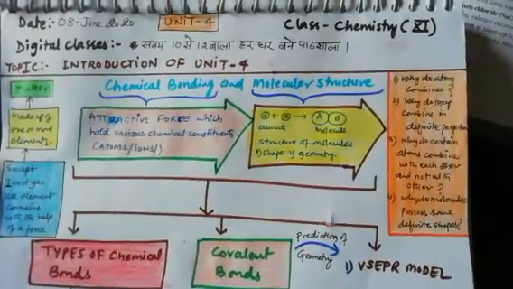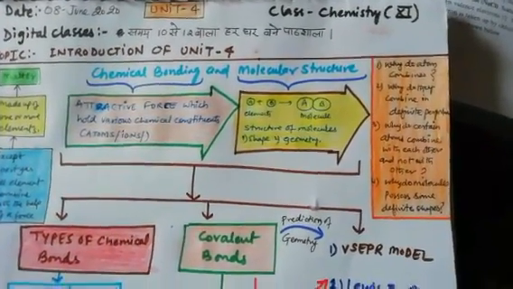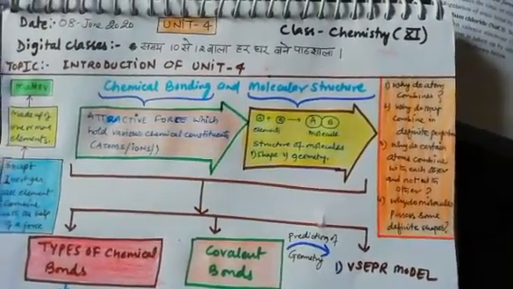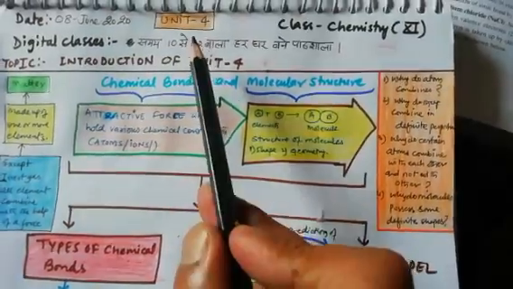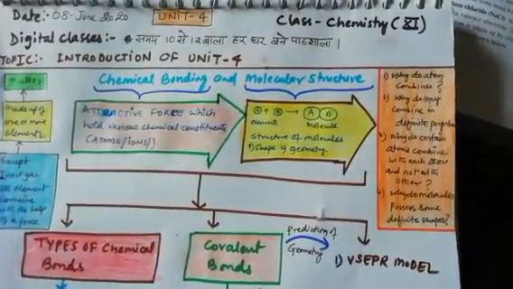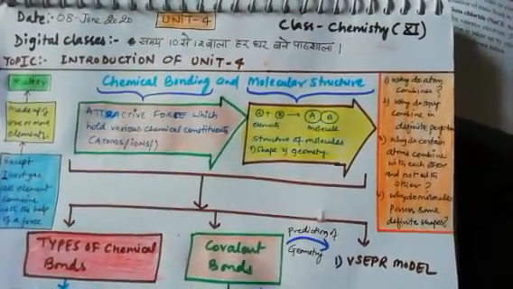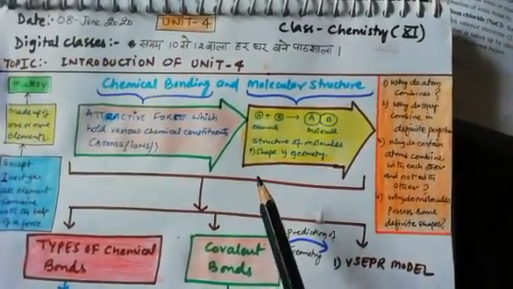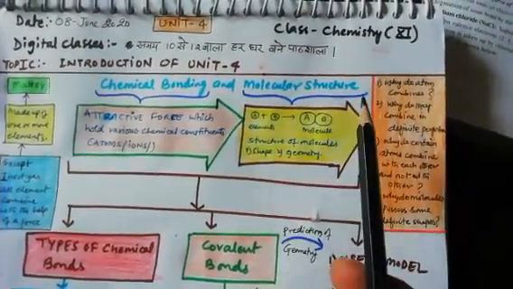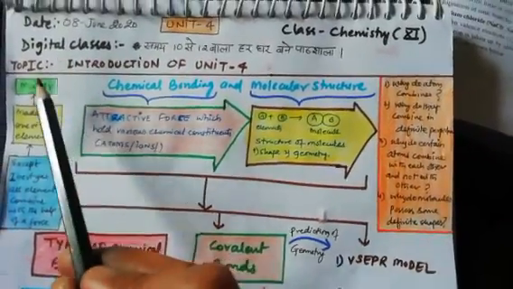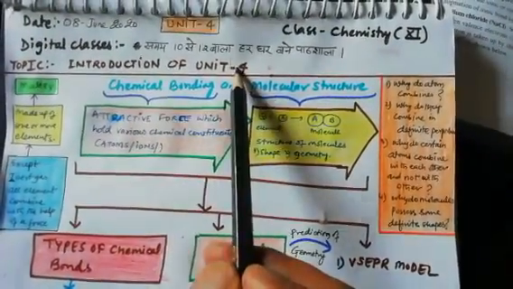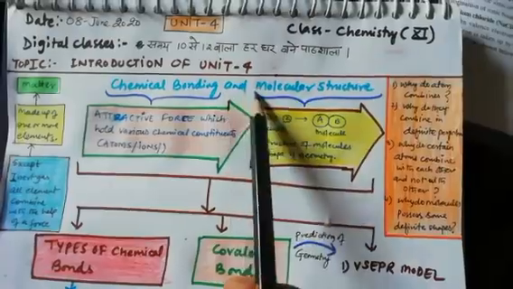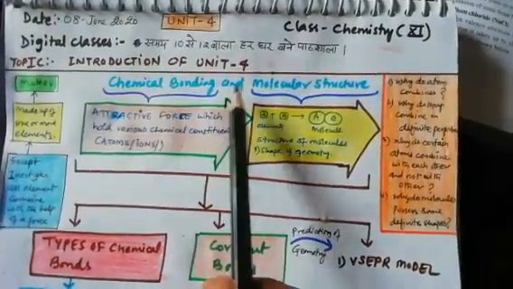As we have finished our unit 3 last week, I hope you understood everything. Today we are going to start our unit 4, that new unit. It is also one of the very important units according to chemistry. Some of the things you already studied in junior classes, but today you are coming to know the answers to so many questions. So the topic is introduction of unit 4. The name of the unit is chemical bonding and molecular structure.